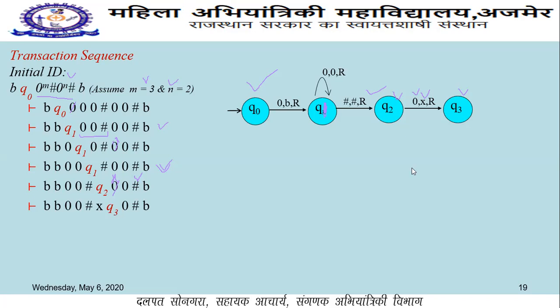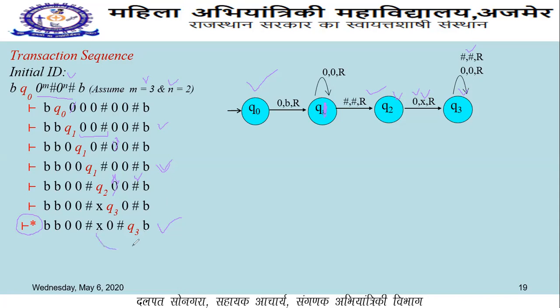For that we have to write another transition function like this. When we read 0 at state q3, then just pass that 0. When we read hash, then we just pass that hash and move on in the right-hand side direction. When we apply these transition functions at this transition sequence, then after multiple transitions, this sign is representing multiple transitions, we reach this instantaneous description.